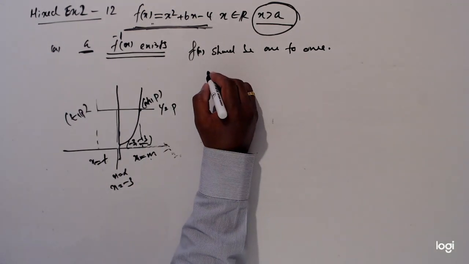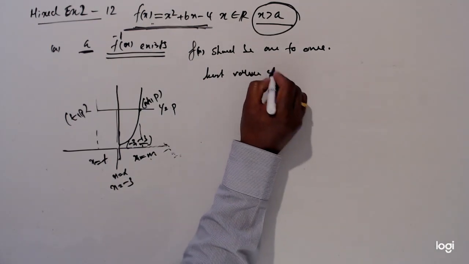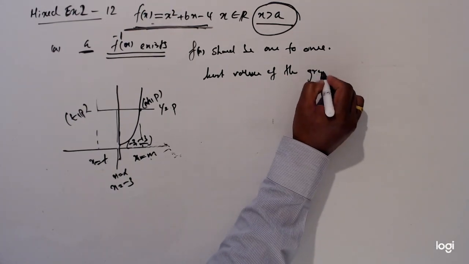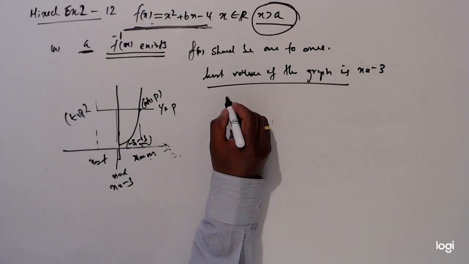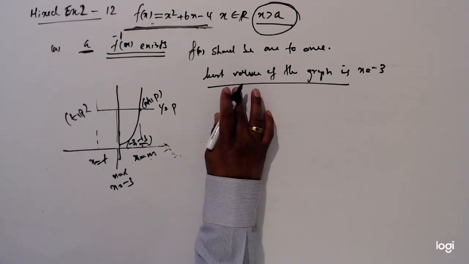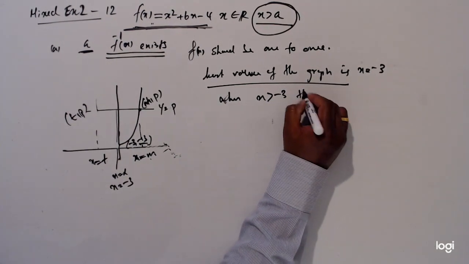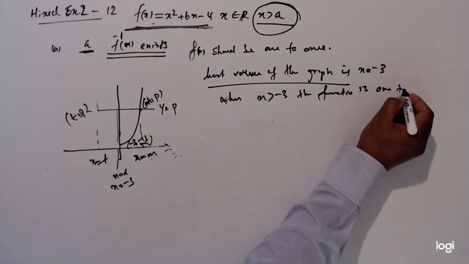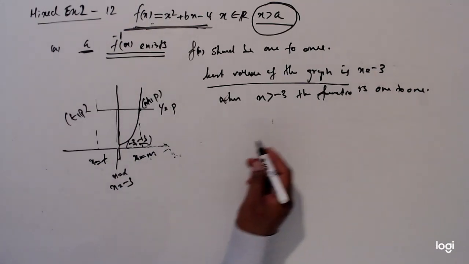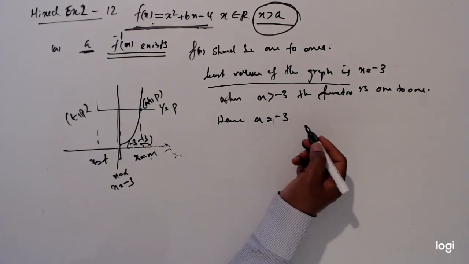Hence, the least value of the graph is at x equal minus 3. Hence, when x is greater than minus 3, the function is one to one. Hence, a equals minus 3.